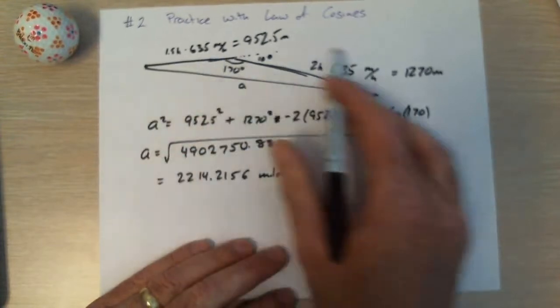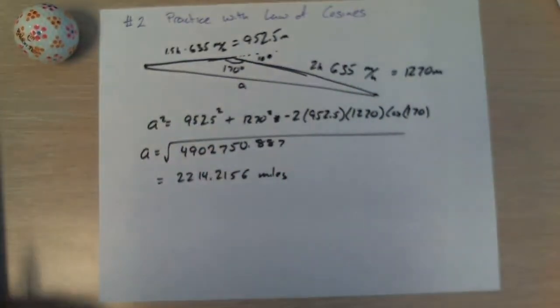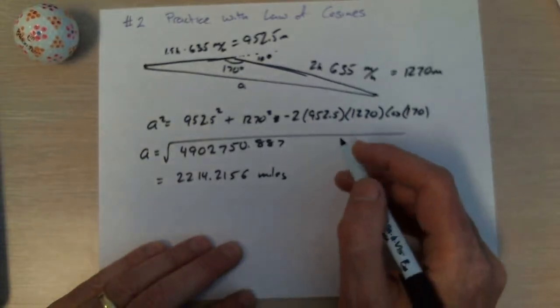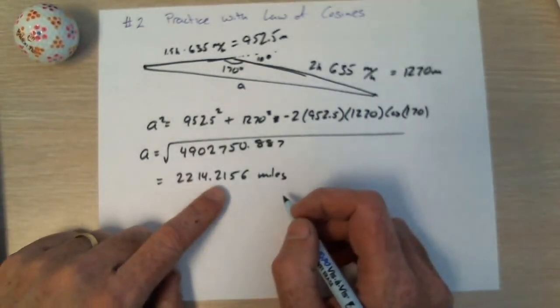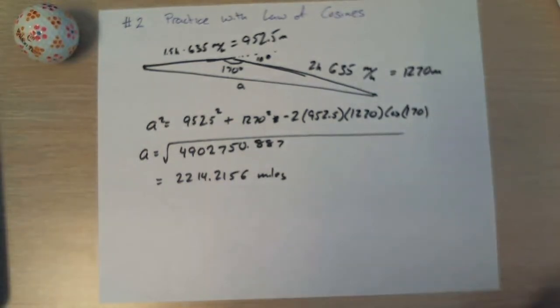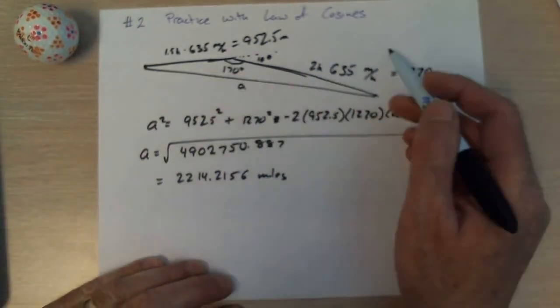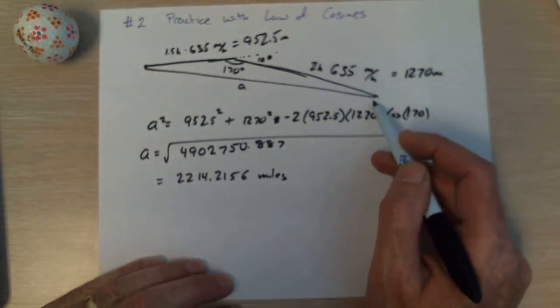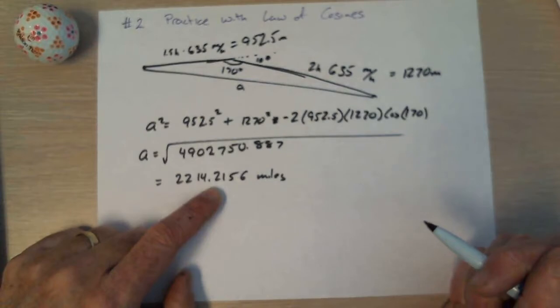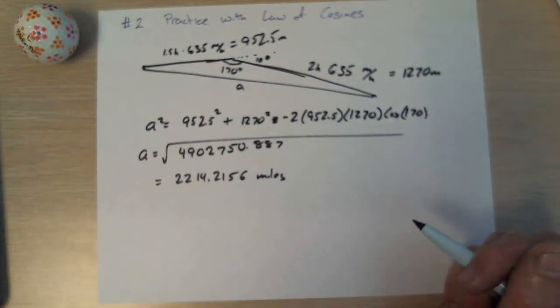I do a little bit of a reality check in that if she just kept going in a straight line, then the total distance would have been 952.5 plus 1270. It would have been 2222.5, and this is 2214. So it's a little bit less than if it had gone in a straight line, which makes some sense because going in a straight line would have been the maximum distance apart, but this is a little bit less than that. So I'm pretty confident that that's the correct answer.